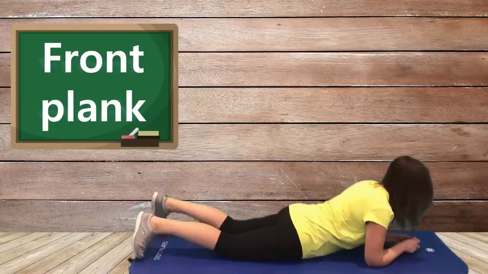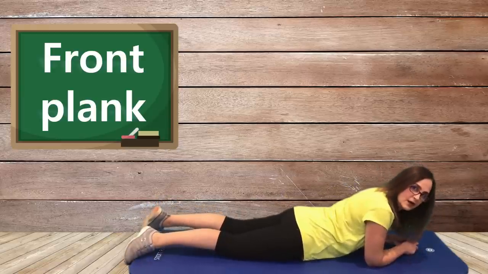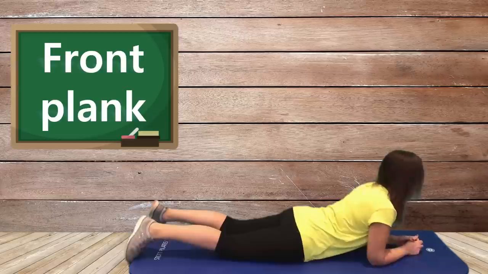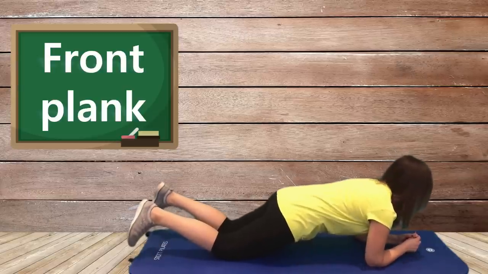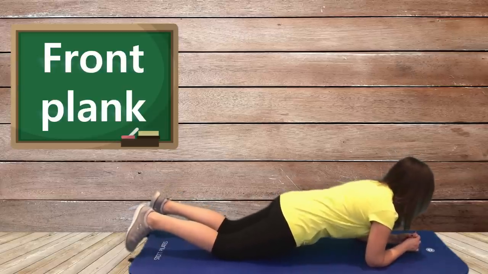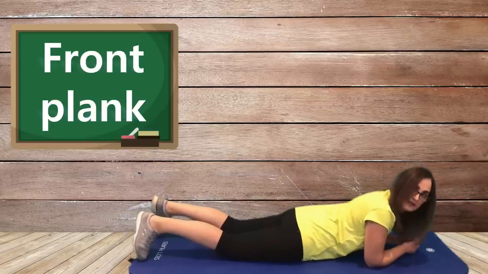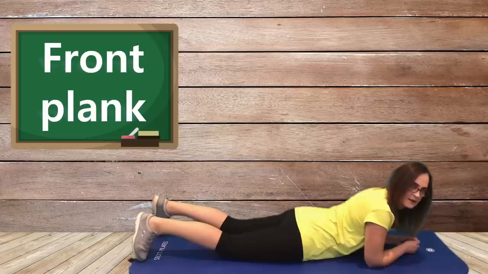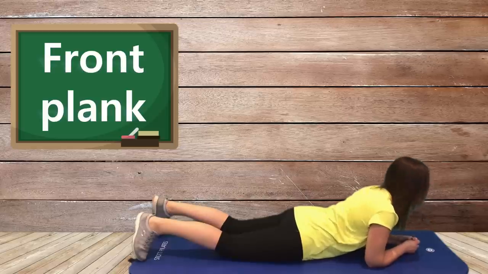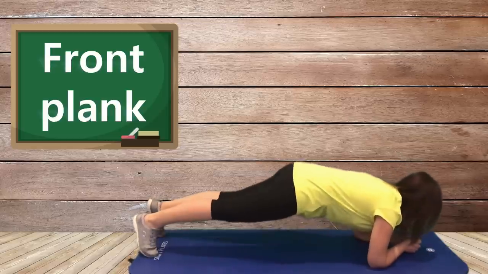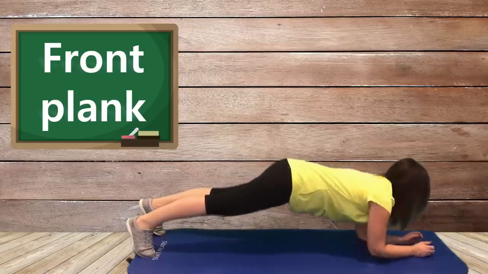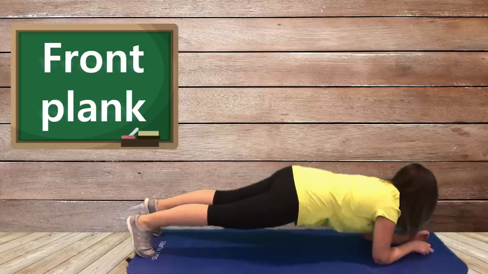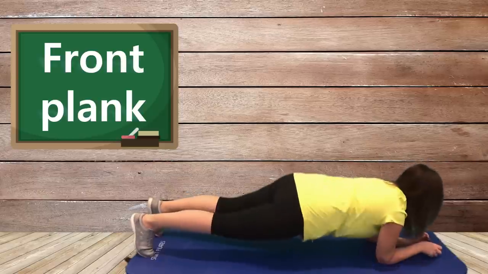1, 2, 3, 4, 5, 6, 7, 8, 9, 10, 11, 12, 13, 14, 15. Then you come down. If that's too hard for you, you can try on your knees and do the same thing. And if that's too easy, you can try to hold for 30 seconds or 60 seconds. And if that is too easy, you can try to do some reaches while you're doing your plank.